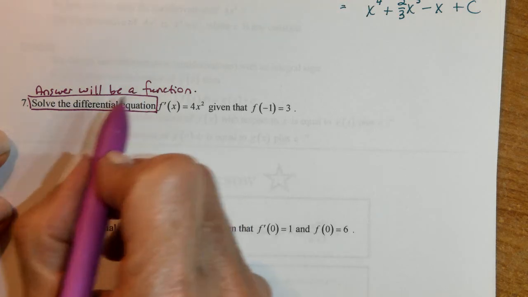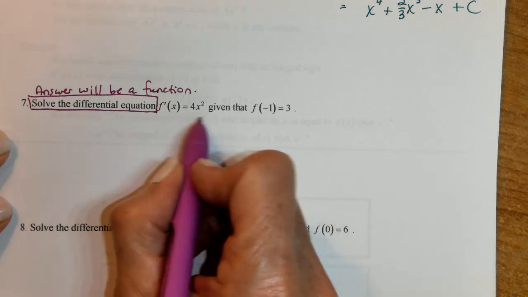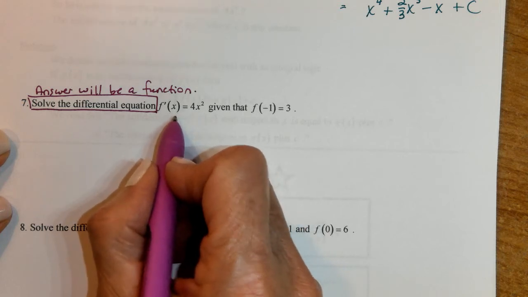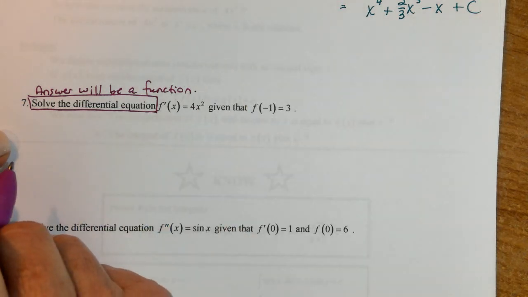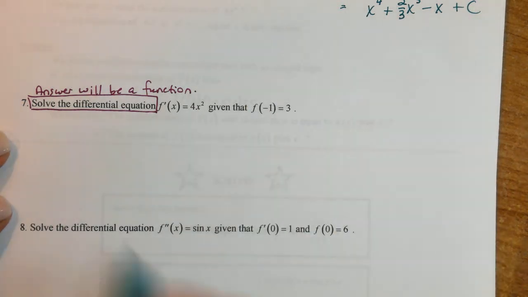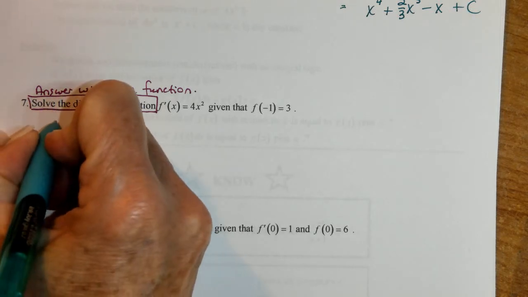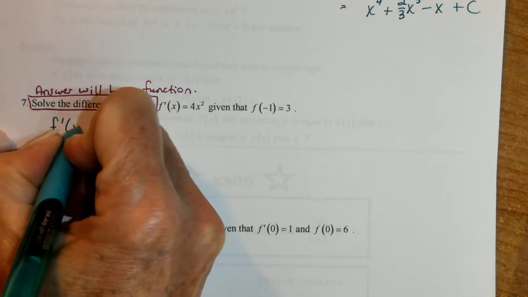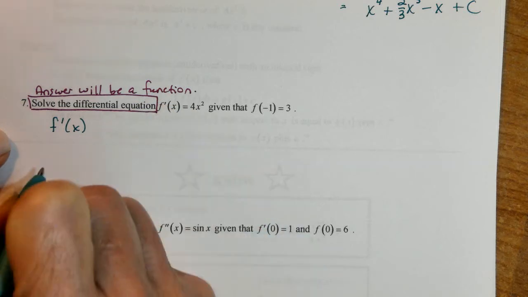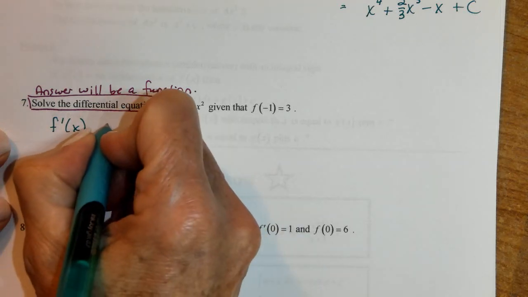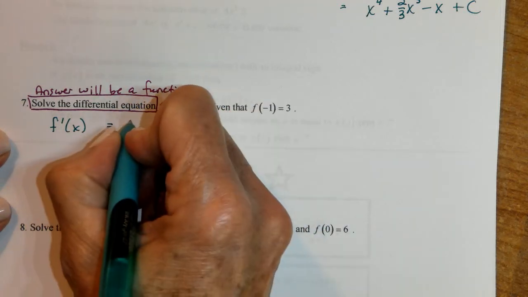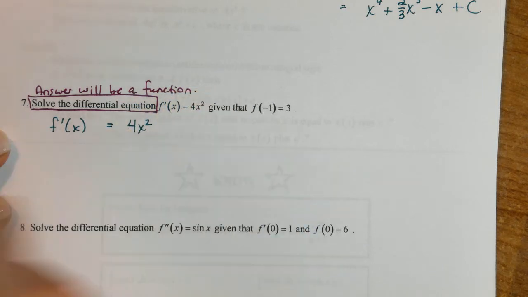So you're looking for the function that satisfies this differential equation. In other words, you're looking for the antiderivative here. So I'm going to write this a certain way. I'm going to start with f prime of x is equal to, and I'm leaving a space for a reason, 4x squared. That's what we're starting with.